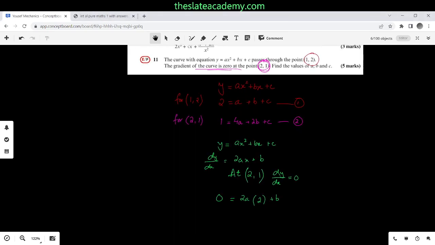Understood? Or is this confusing? You don't understand how I put the value of 2 here? When dy by dx is 0, the value of x is 2. So I put this value of x in this dy by dx. Instead of 2ax, I put 2. Alright, so this gives me 4a plus b is equal to 0. 4a plus b is equal to 0. This is my third equation.